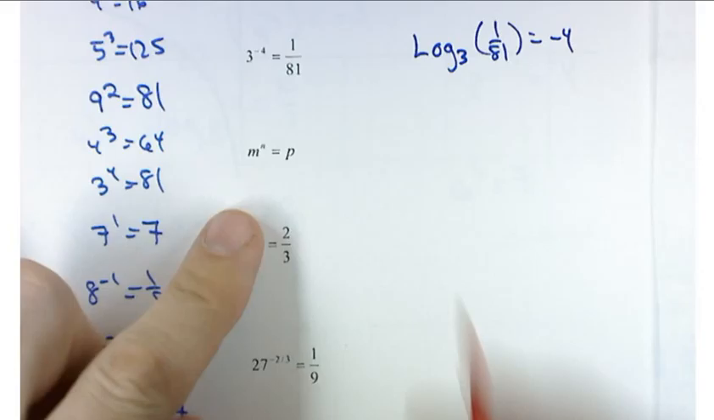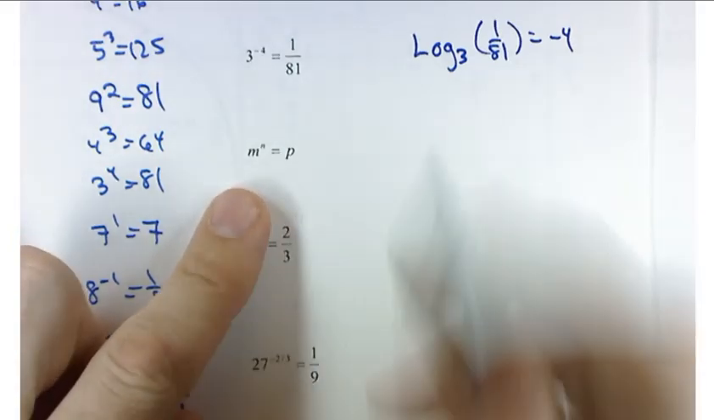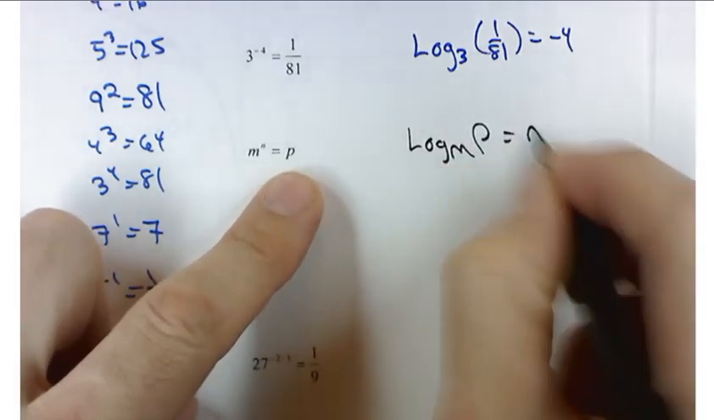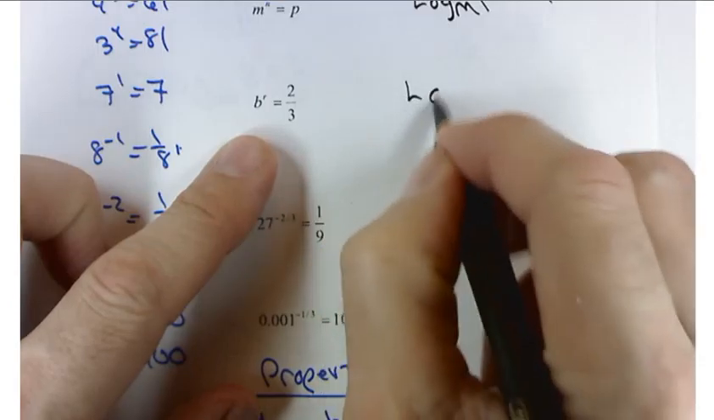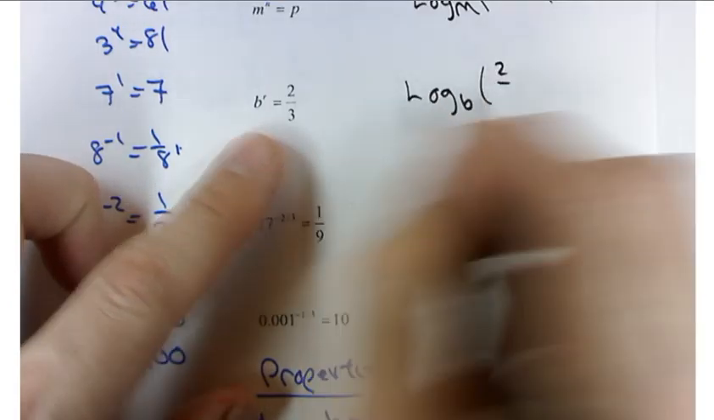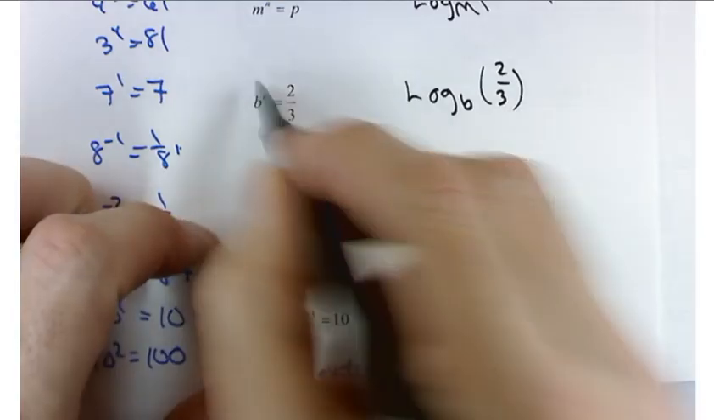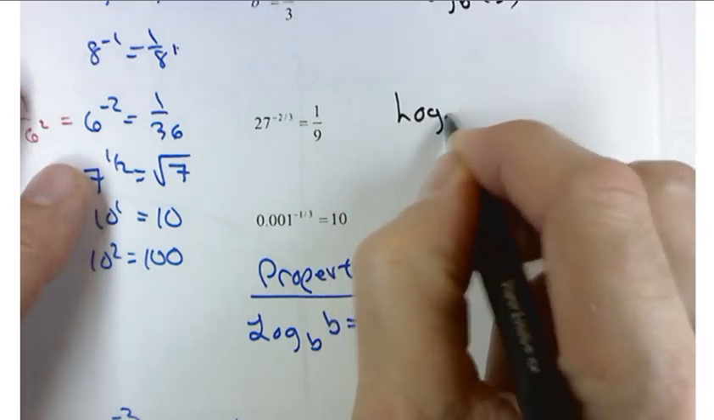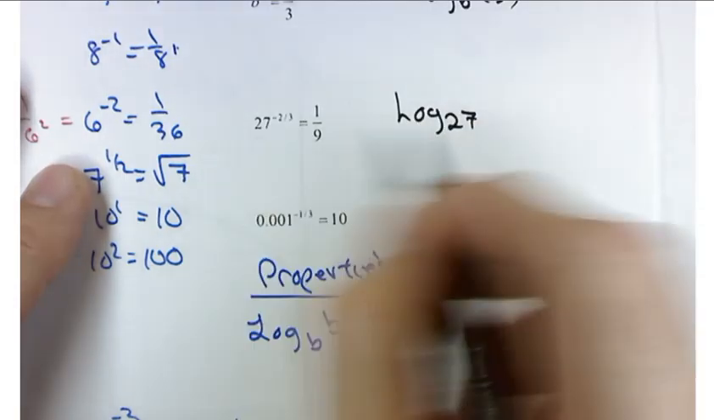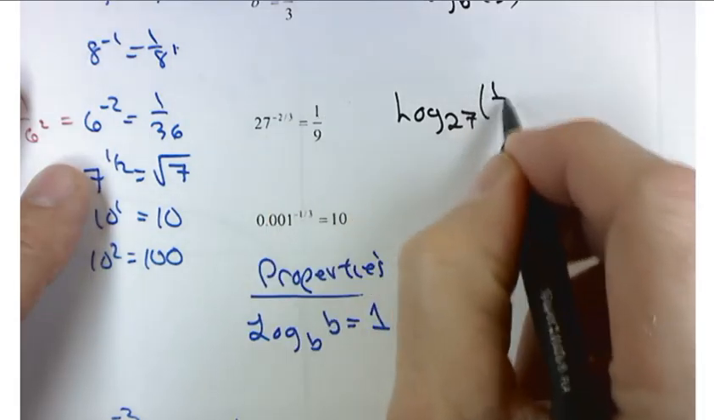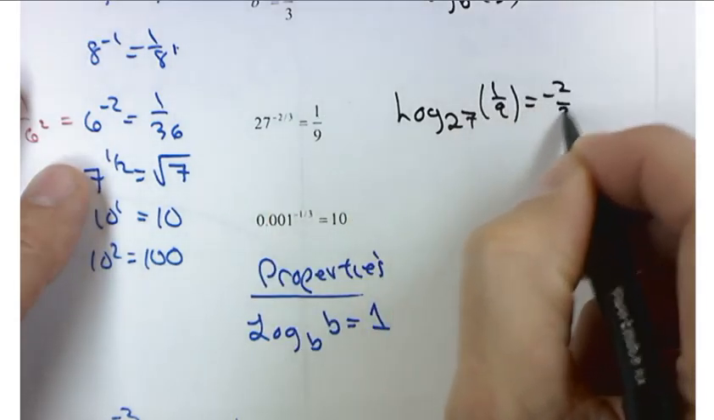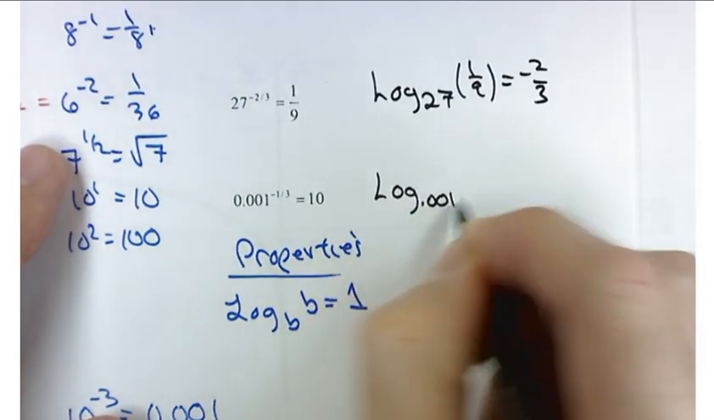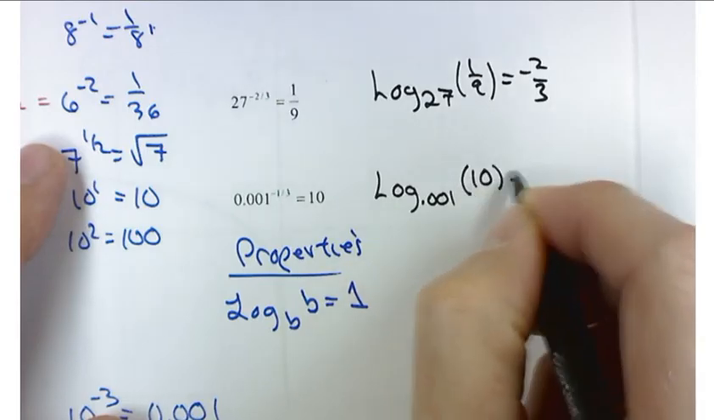Okay, so let's run through these. Log base m of p equals n. Log base b of 2/3, again, equals the exponent, equals r. And a couple bonus problems. Log base 27. So that's always going to be the base of this number of 1/9 equals -2/3. And finally, log base 0.001 of 10 equals -1/3.